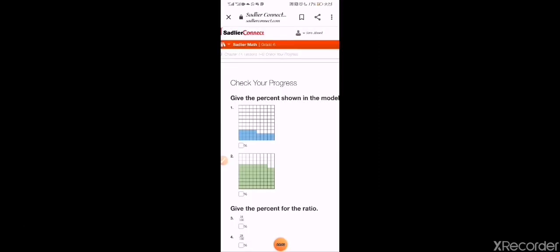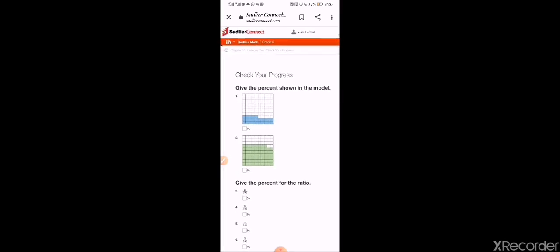Okay, now we will solve together some questions from the book. I will solve with you the check your progress part that you have in your book in the middle of chapter number 11. Okay. The first question is give the percent shown in the model. We said directly you have a model of 100 and you want the percent of the colored part. So how to get it? By counting how many are colored. So let's count here together. I have 10, 20, 21, 22, 23, 24, 25. So 25 percent colored because 25 from the 100 are colored.